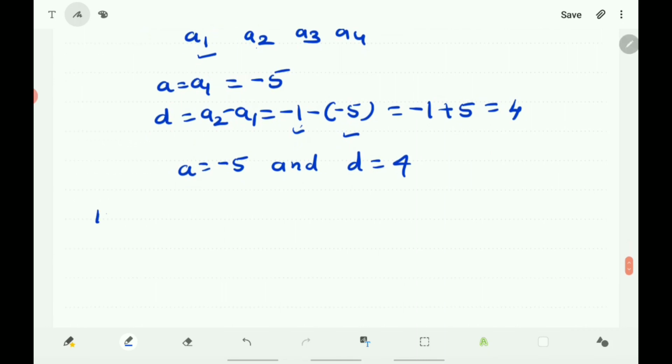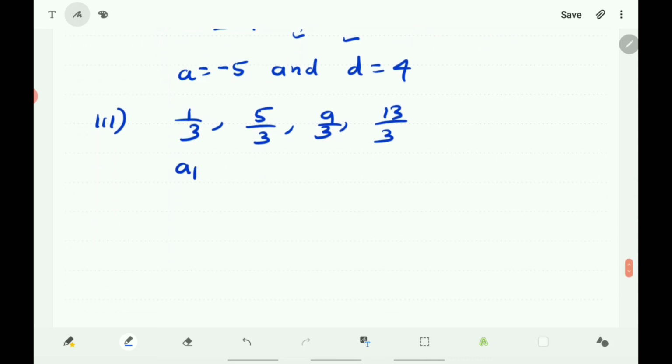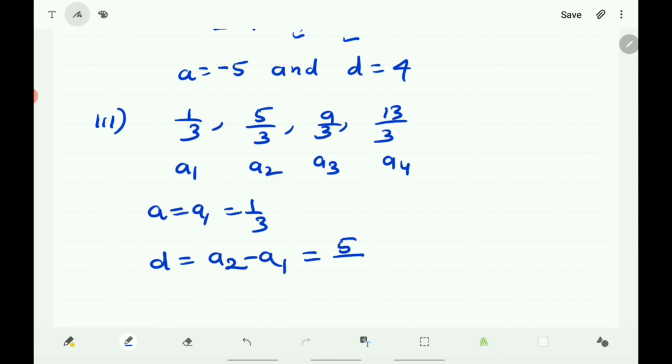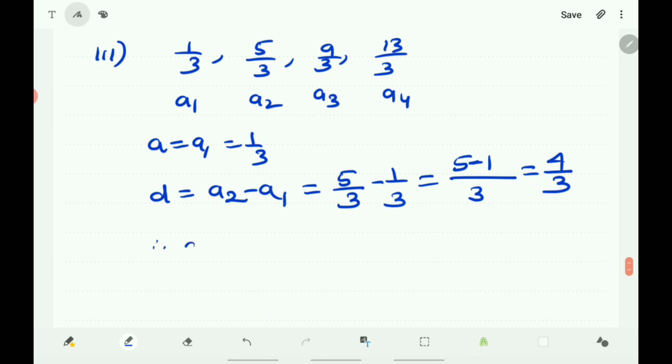Then third one: 1 by 3, 5 by 3, 9 by 3, 13 by 3. This is A1, A2, A3, A4. First term A means A1, that is 1 by 3. D means A2 minus A1, that is 5 by 3 minus 1 by 3. 3 is the LCM, so directly write 5 minus 1, that is 4 by 3. Therefore, A is equal to 1 by 3 and D is equal to 4 by 3.